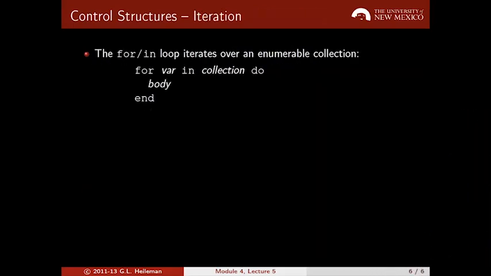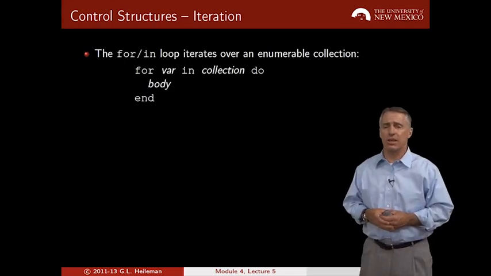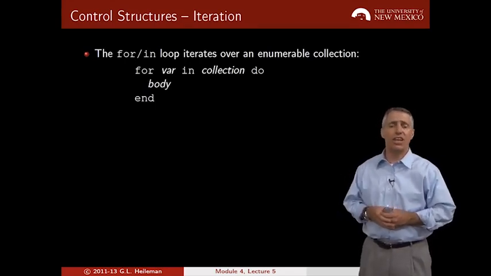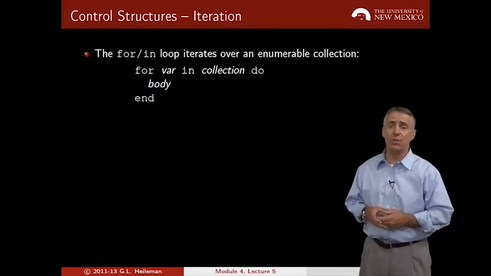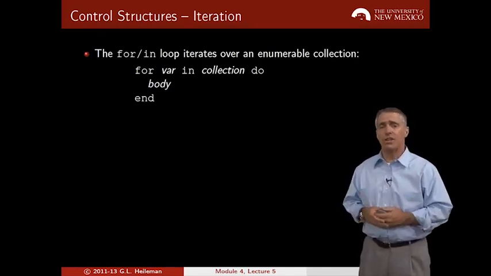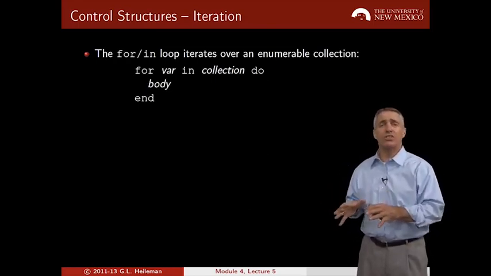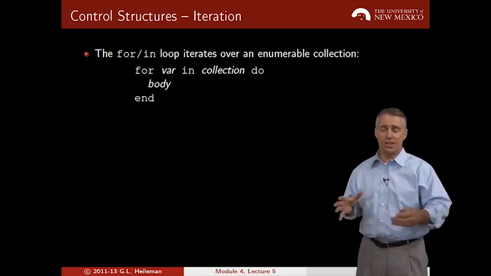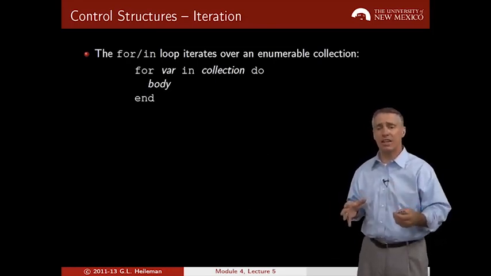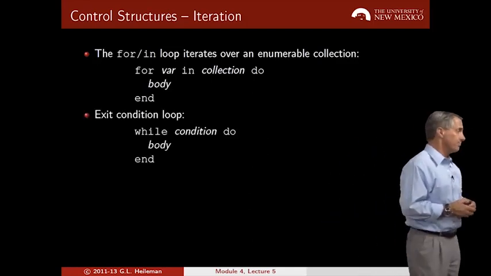Now let's talk about iteration. Ruby has a for loop structure, and it's got the syntax that I show you. For, you name a particular variable that serves as the loop index, in, and then over a collection. Ruby will iterate over any enumerable collection. We'll talk about collections in the next lecture, but basically this goes through each element in that collection and executes the body of the code over that collection.